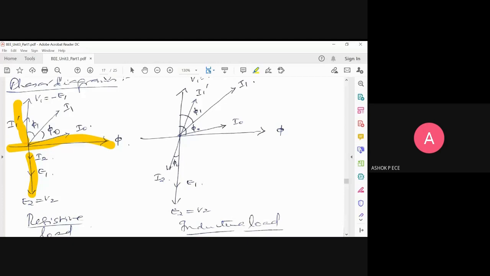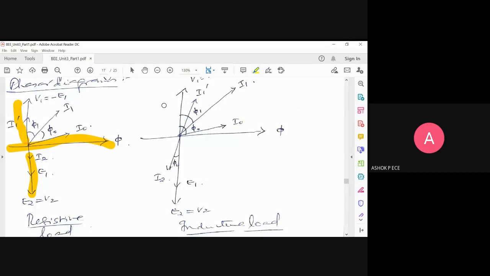And I naught also, you know, it is the no load current. I naught and I1 are out of phase by phi naught. That is your power factor. We have seen in the last class, the effective power entering your primary is V1 I1 cos phi naught. So cos phi naught is the power factor between the voltage and the current.